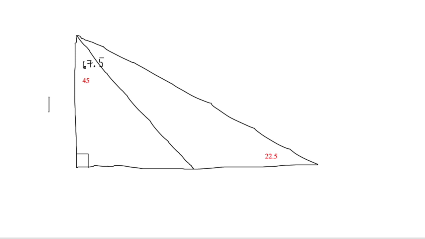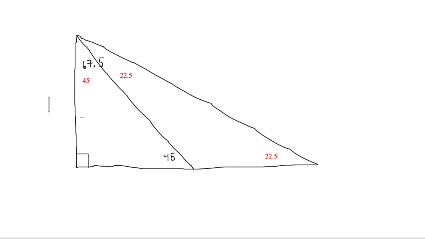But notice also, if we label all of our angles, which is something we should always do, we also get a 22.5 degree angle at the top of the triangle as well. So we have an isosceles triangle on the right. We can work with isosceles triangles as well.